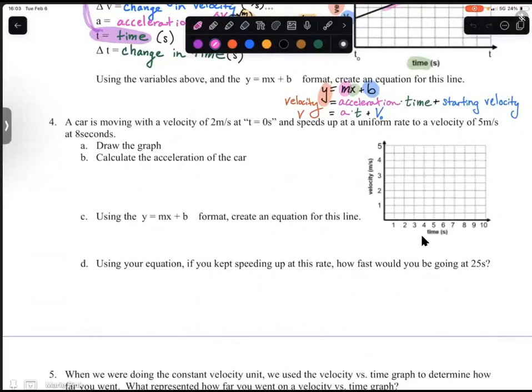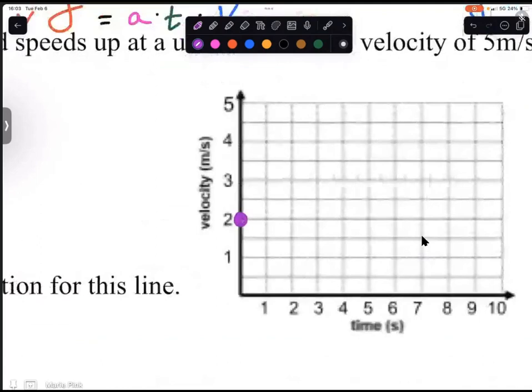So we have a car moving with a velocity of 2 meters per second at time equals 0 seconds. Remember that my starting velocity is my y-intercept, so I'm going to start right here. That does not mean I'm starting at a distance of 2 meters like it was with a position versus time graph. This is literally how fast you're going. And so I'm starting and I'm already moving at 0 seconds.